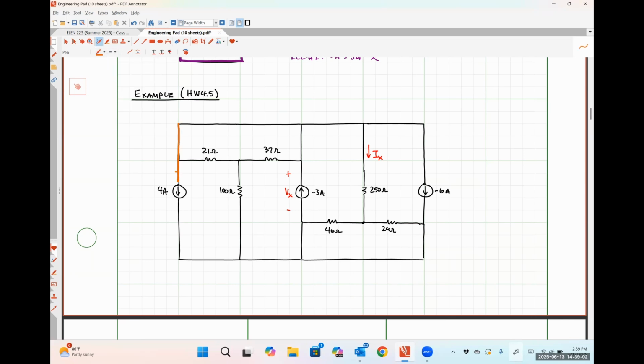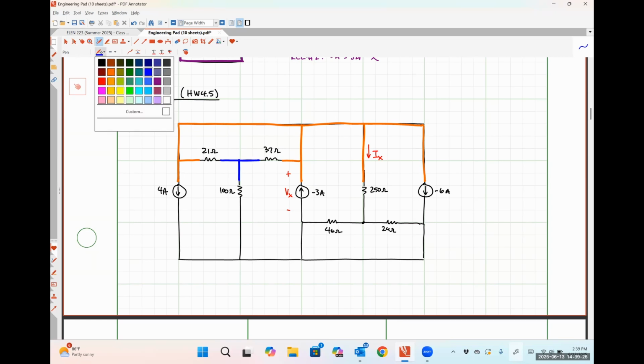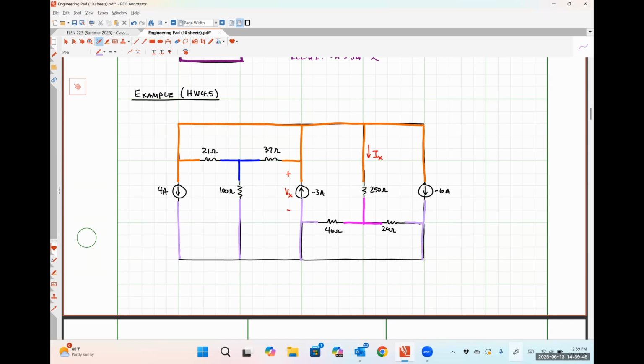So I'm going to label this first node in orange, and it goes all the way over here, like so. My next node I'm going to do in blue. It's going to be this guy right here. Then in pink, we'll have this guy right here. And lastly, in purple, we'll do this guy. So even though that looks fairly complicated, it's really just 4 nodes.